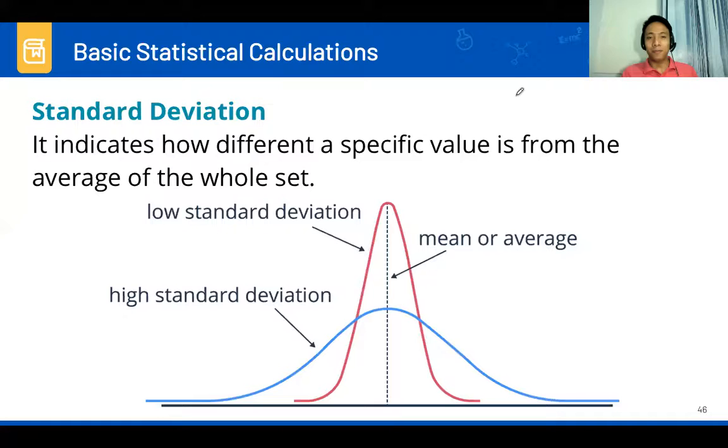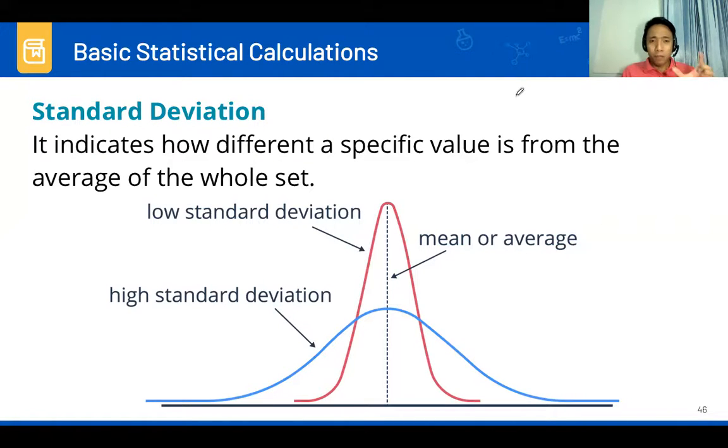Okay, next one. After finding the mean or the average, let us now see its standard deviation. What does standard deviation tell us? When we say standard deviation, it indicates how different a specific value is from the average of the whole set.